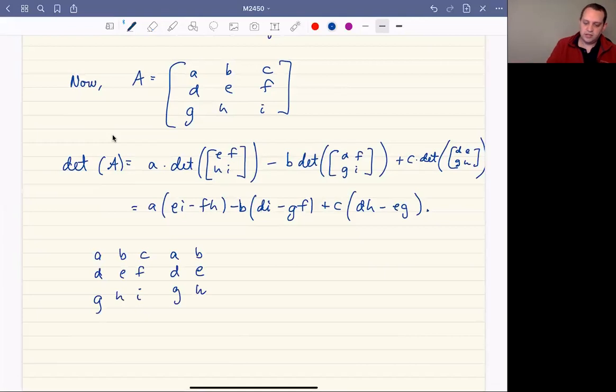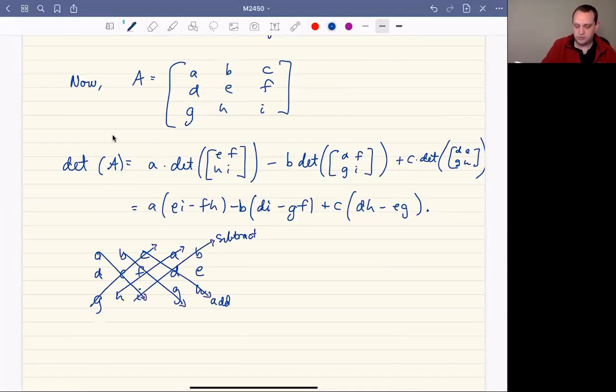You can actually compute the determinant by thinking about products along a diagonal. So you would get AEI plus BFG plus CDH. So you add these terms, and then you subtract the terms that you get by looking at the other diagonal. So G, E, C, H, F, A, I, D, B, and then you subtract these terms. So that's a trick that'll work for the determinant of a 3 by 3 matrix.